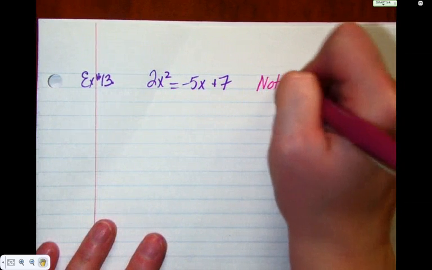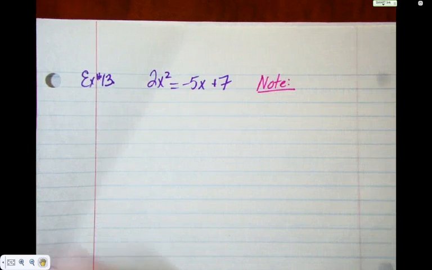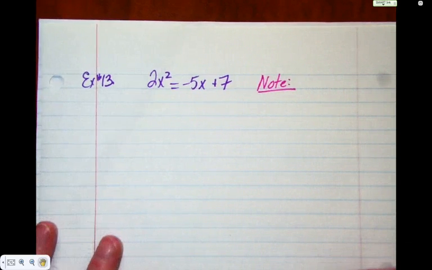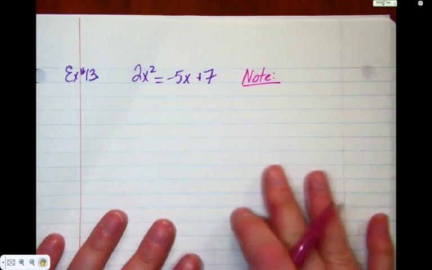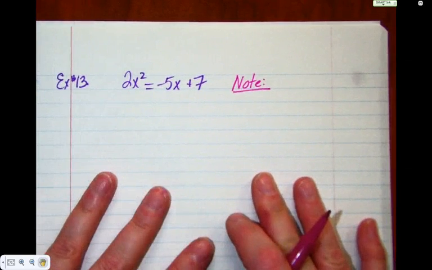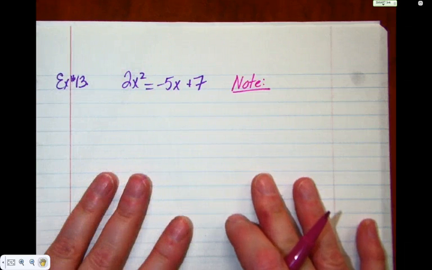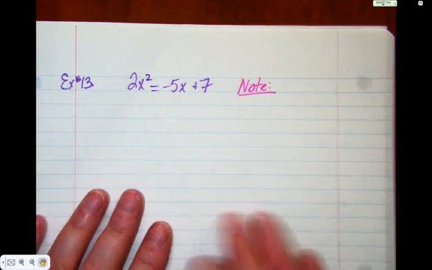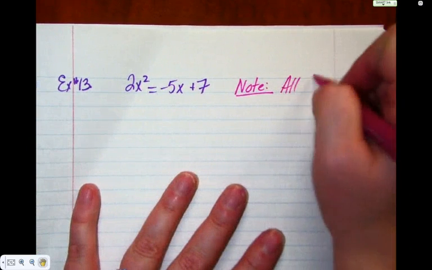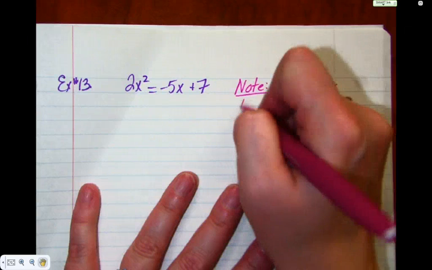Notes. What am I about to write a note about? Yeah, something important. Good. Let's talk specifically. What do you think here? Yes, all terms must be on one side.